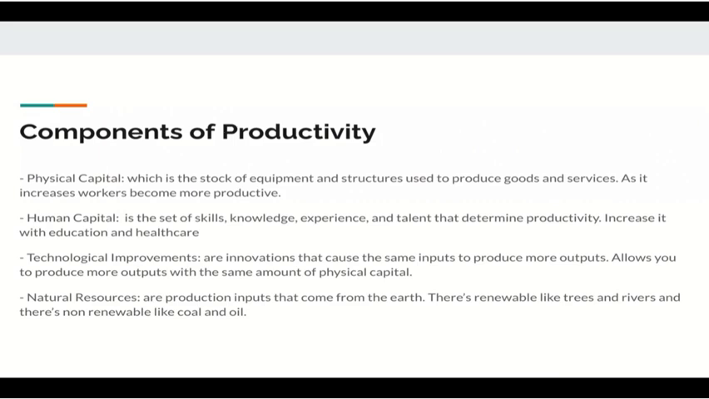Now to jump into the 4 components of productivity, we have physical capital, human capital, technological improvements, and natural resources. So first, physical capital, which is the stock of equipment and structures used to produce goods and services. As it increases, workers become more productive. So as they have more resources, physical capital, they're able to produce more. An example of physical capital is like factories, machines, pipelines, cell phone towers, etc.